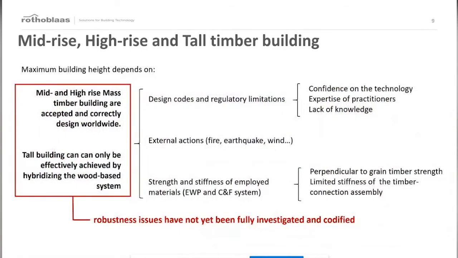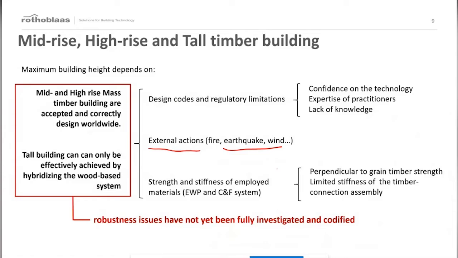So in this slide, I've tried to summarize the concept I've just told you. First of all, the maximum height of the building depends on design codes or design limitations. These design limitations are generally due to the confidence that each country has in that technology. It is also governed by the expertise of each practitioner or the state of the art of that technology. Then the height of a building can also be defined by the external action, especially wind or earthquake.